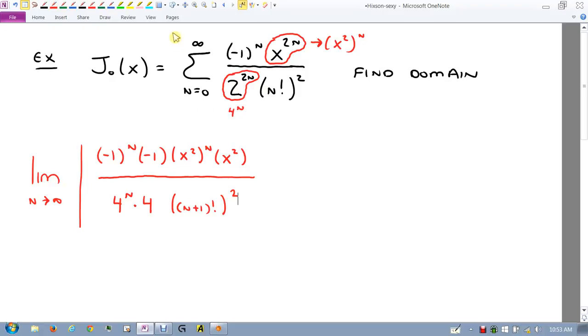Notice my use of parentheses. I'm replacing n with n plus 1. So the factorial will be acting on the entire n plus 1. Then I square the whole thing. Everyone agree that that's what I get when I plug in n plus 1? Okay. Now on the other side, I'm going to write the original sequence there flipped over. And I will change some things also. I'm going to write 4 to the n, and then I'm going to write n factorial squared. And then on the bottom, (-1)^n, and then x squared to the n. I want that to be less than 1.